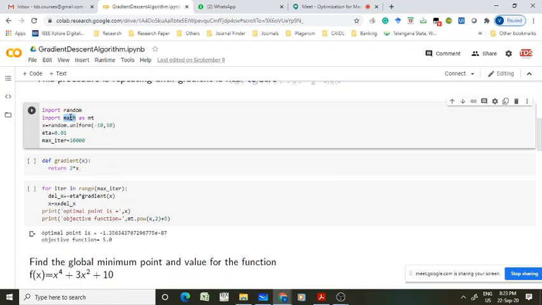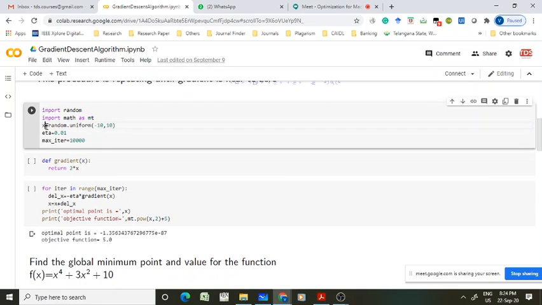Import math as mt. Here mt is called an alias name, because if you don't use this alias, then you use math in the rest of the code, or you can use mt instead of math in the rest of the code. That's the alias name, just an alias name. So import math as mt.